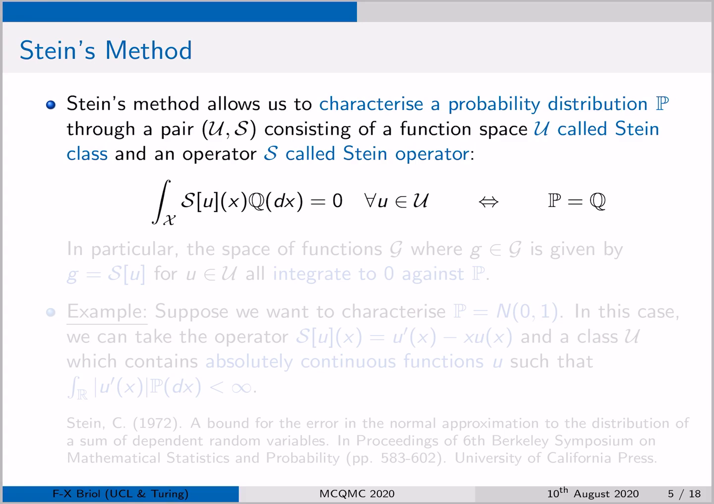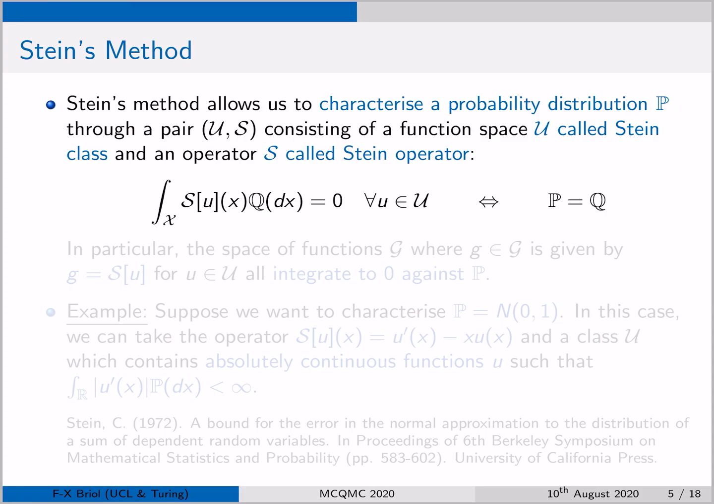Now the way you do that is usually using two things. There's a Stein class, which is just a class of functions u, and a Stein operator, which is just an operator on these functions. We say that these two things, the Stein class and the Stein operator, characterize the distribution P if the following holds: whenever I apply the operator to the function u, it will integrate to 0 if and only if I'm integrating against P. So you can think of this as a way of representing P.